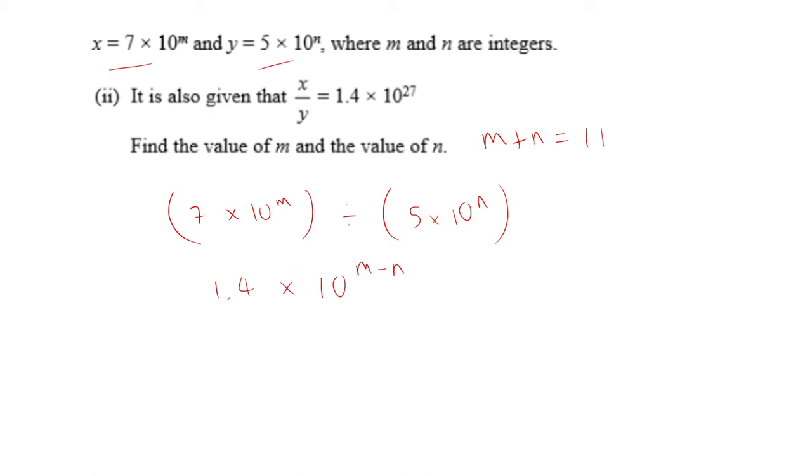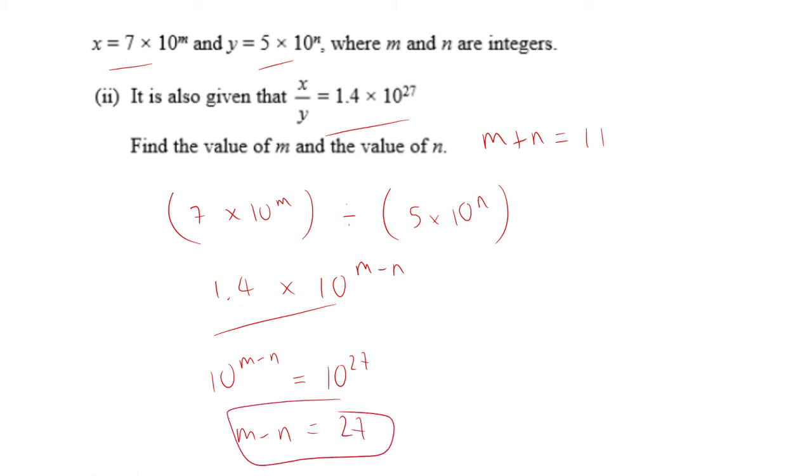Okay, now what they've got up here is very similar to what we've got down here, and we can compare and say that therefore 10 to the power of m minus n is the same thing as 10 to the power of 27, and therefore we can say that m minus n equals 27. So this is our second equation. So we have equation 1 up here, and we have equation 2, m minus n equals 27.